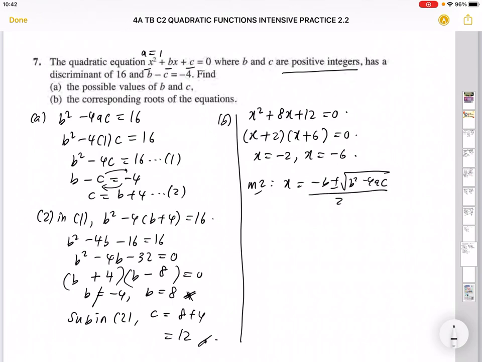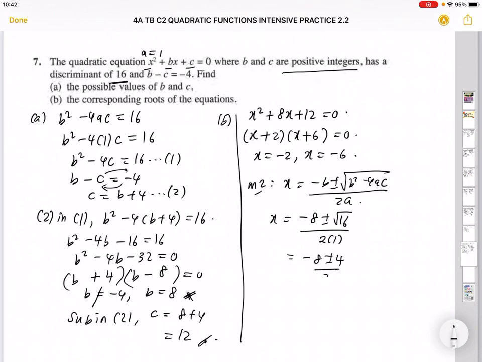Now, you don't even have to simplify all these things, because I already know my b is 8, so I just put 8 inside. My b squared minus 4ac, my discriminant, is given as 16, so I'm just going to put 16 here. I know my a is 1, so this is minus 8 plus minus 4 over 2.